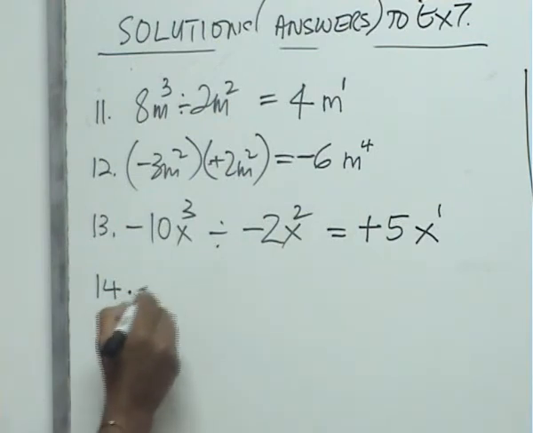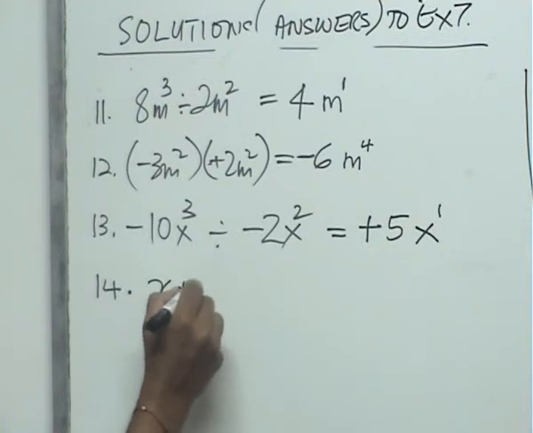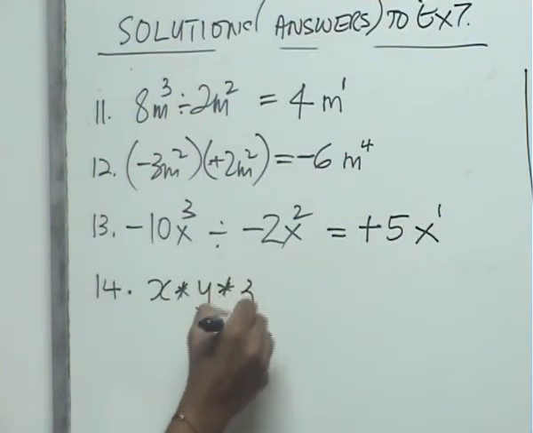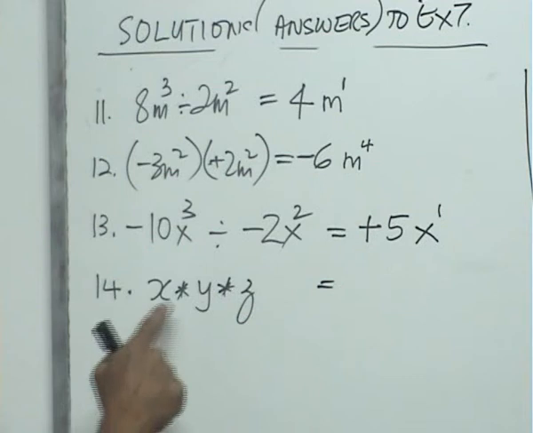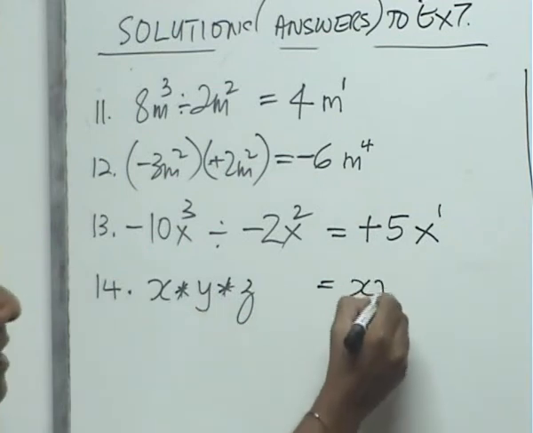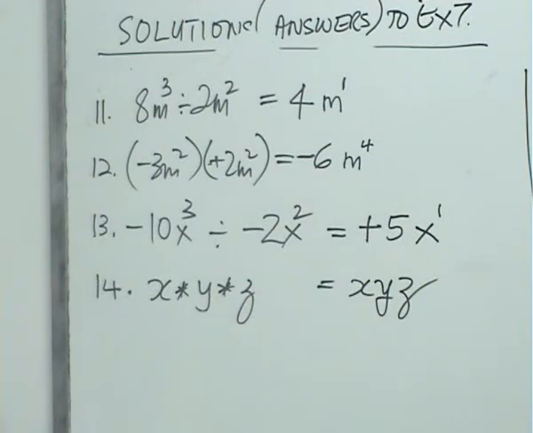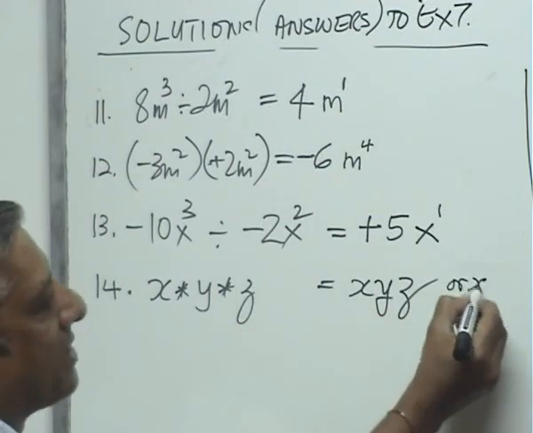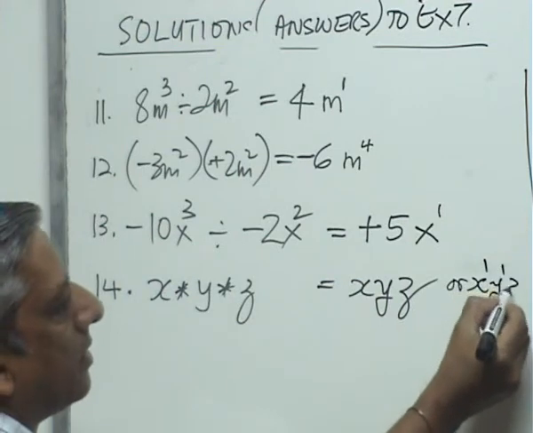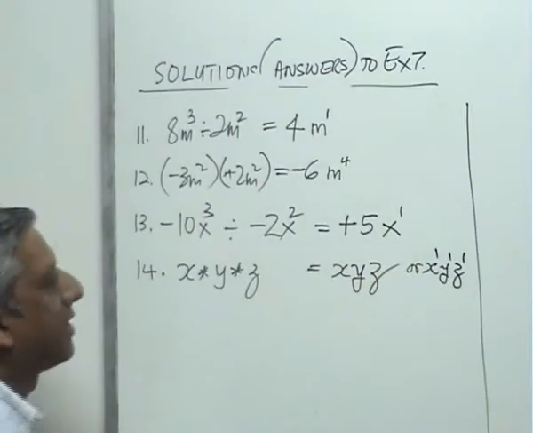Number 14. x times y times z. Well, we've got 3 different bases. We just write them down next to one another. No space in between. And then, well, the indices are all understood to be 1, and I don't have to write the 1. So I can write the answer like that, or I can write the answer like this. Both answers are acceptable.